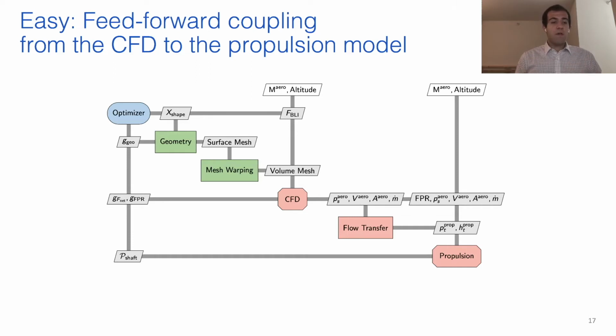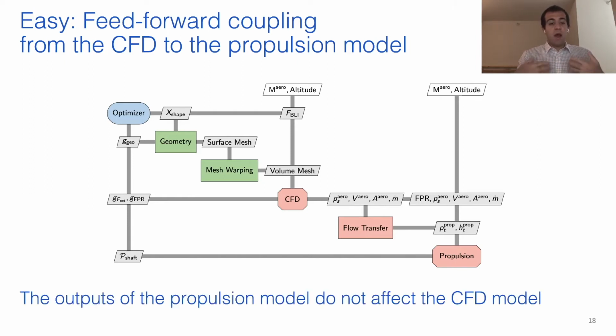On the easiest level, we have a feed-forward coupling from the CFD to the propulsion model. So at the top level, you have the optimizer driving the design, and you go through geometry and then mesh warping module. Then you converge your CFD simulation at the prescribed fan thrust. Now you extract the integrated quantities out of your CFD simulation, and this flows into the propulsion model to compute the shaft power requirements. And the important part of this formulation is that the outputs of the propulsion model do not affect the CFD model. So this is purely a feed-forward coupling where you can converge both of these analyses separately.